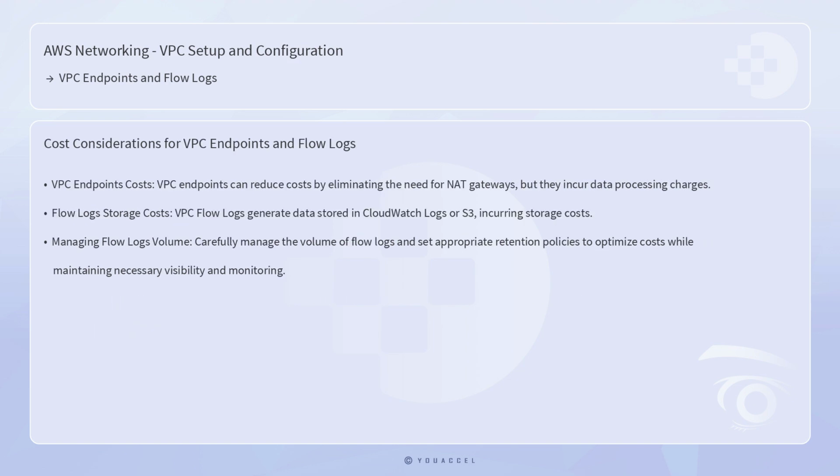It is also important to consider the cost implications of using VPC endpoints and flow logs. While VPC endpoints can reduce costs by eliminating the need for NAT gateways, they do incur data processing charges. Therefore, it is crucial to evaluate your data transfer patterns and estimate the associated costs. Similarly, VPC flow logs generate data that is stored in CloudWatch logs or S3, incurring storage costs. By carefully managing the volume of flow logs and setting appropriate retention policies, you can optimize costs while maintaining the necessary level of visibility and monitoring.